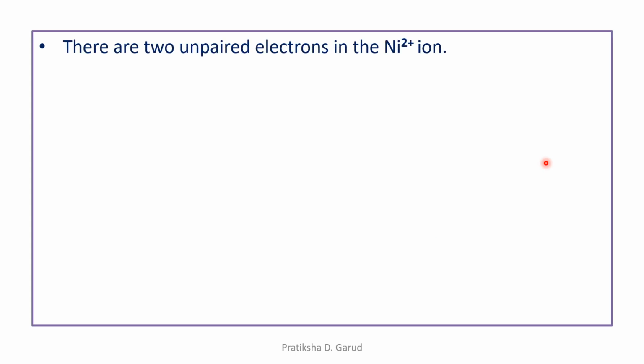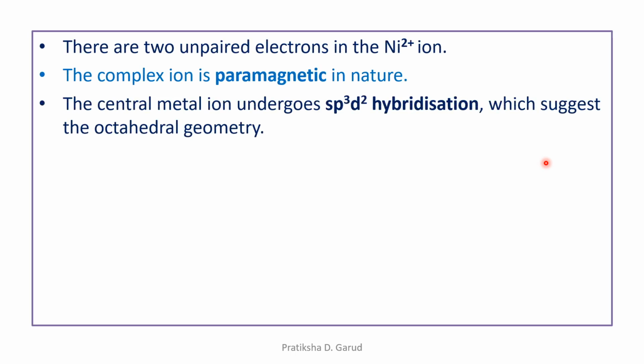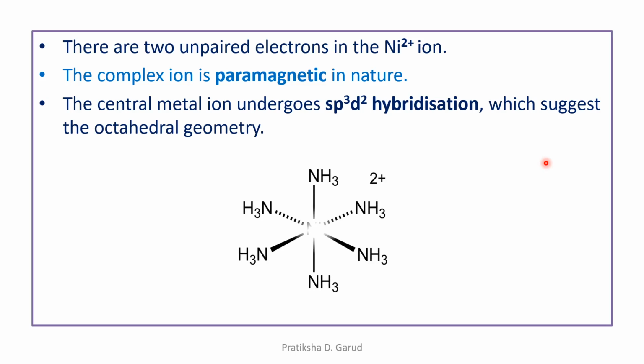Further, we can say that there are 2 unpaired electrons in the Ni2+ ion. The complex ion is paramagnetic in nature. The central metal ion undergoes sp3d2 type of hybridization, which suggests the octahedral geometry. So, the octahedral geometry for the [Ni(NH3)6]2+ means we are having the nickel at the center and which is surrounded by the 6 NH3 octahedrally.